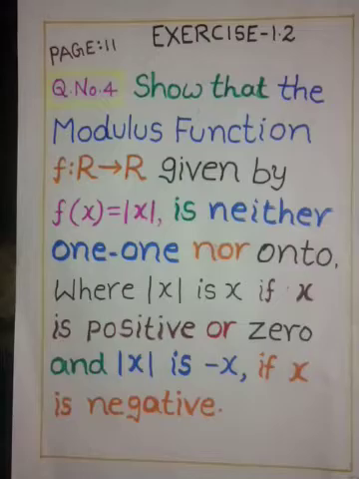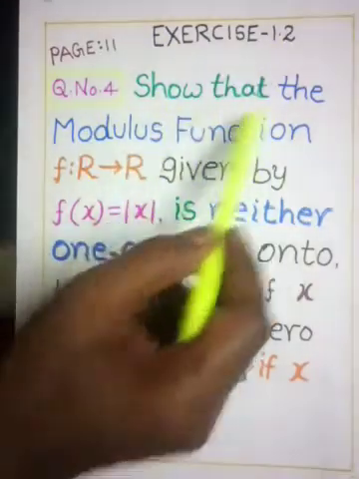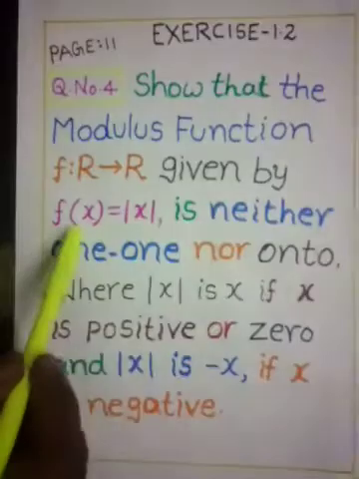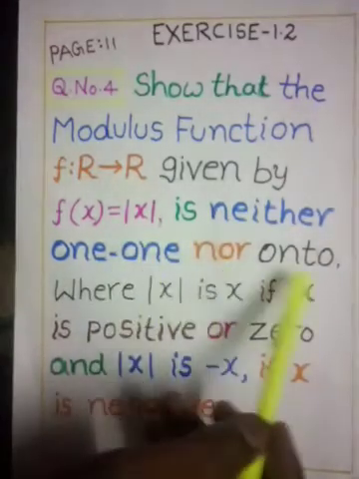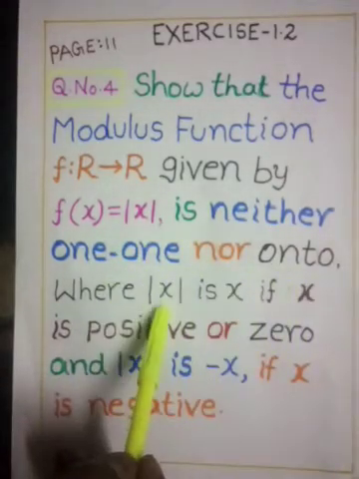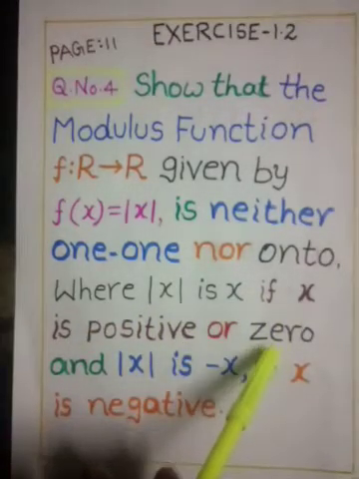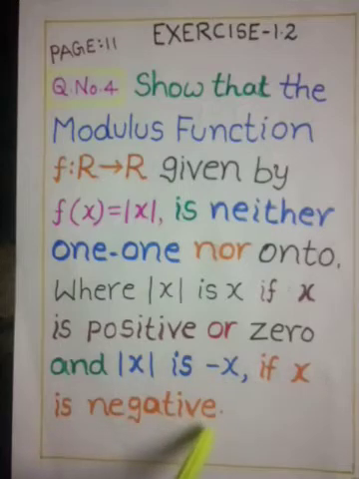Now come to the question number 4 in exercise 1.2. Show that the modulus function f from R to R given by f of x is equal to mod x is neither 1-1 nor onto, where mod x is x if x is positive or 0 and mod x is equal to minus x if x is negative. Okay, my dear children, understood the question.